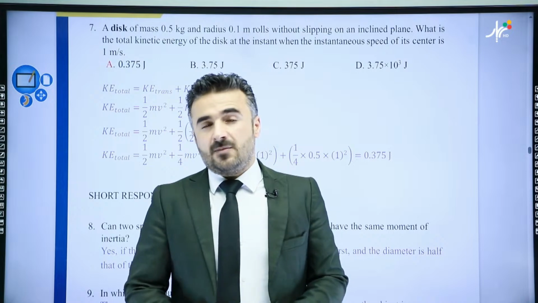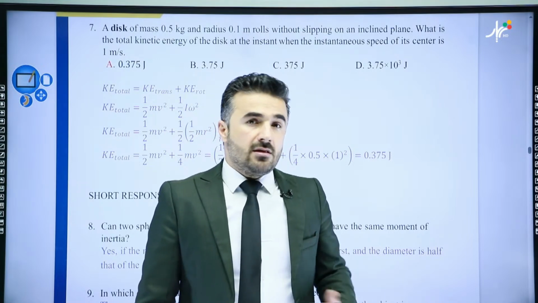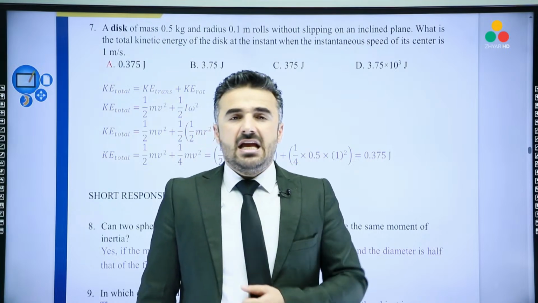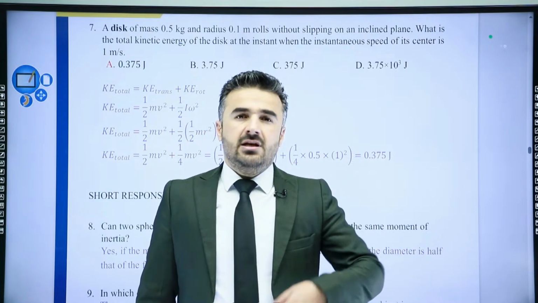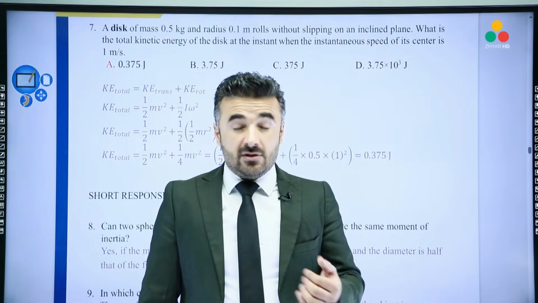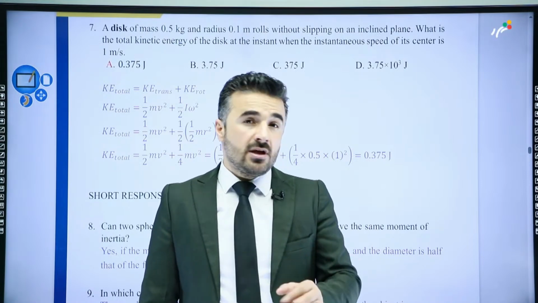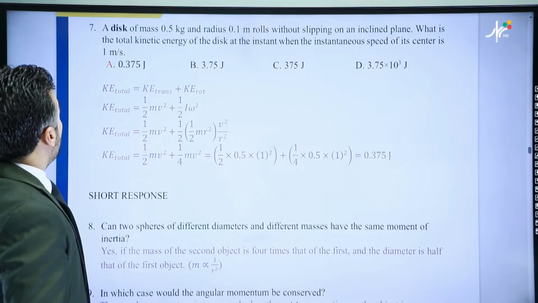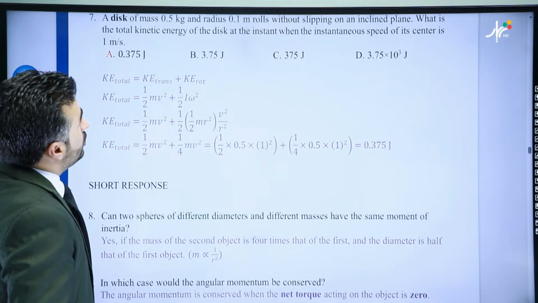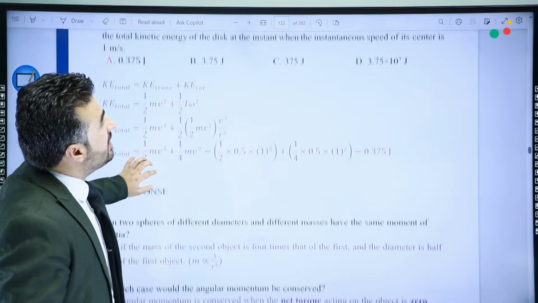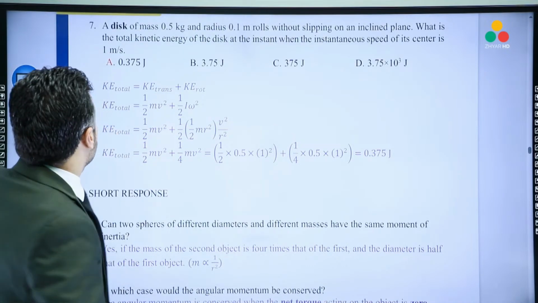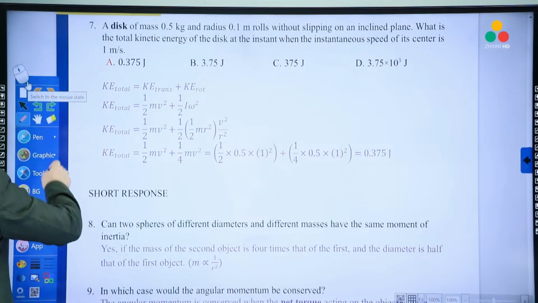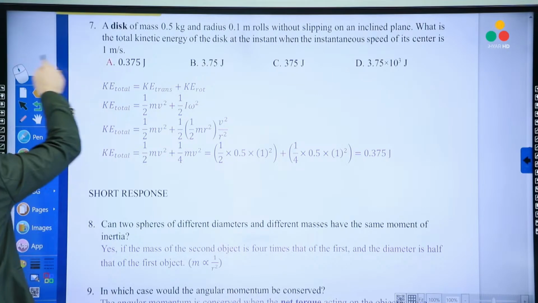What does it mean? That means if there is an incline at the bottom, it would have both translational and rotational kinetic energy. Yeah? Even if it is rolling on a horizontal surface, it would be the same in terms of kinetic energy. It would have both translational and rotational kinetic energy here. So what is the total kinetic energy of the disk at an instant when the instantaneous speed of its center is 1 meter per second? All right, that is also an interesting question here. So let's solve this one as well.